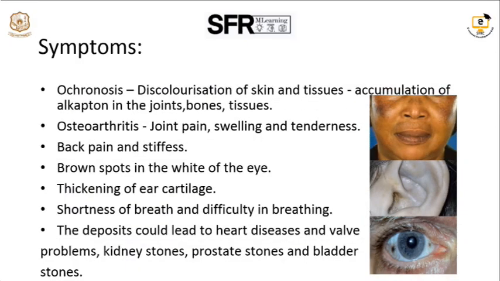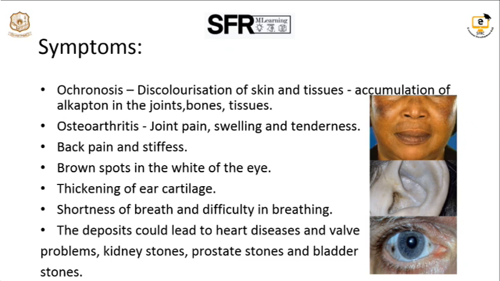Symptoms include a vast variety of things, and the most important thing is that not every person affected by the disease gets all the symptoms. It could vary from person to person. Ochronosis is the discoloration of the skin, as I have shown in the picture. It derives its name from the color yellow ochre, and this is the accumulation of pigmentation in your skin. It could occur in any part of your body.